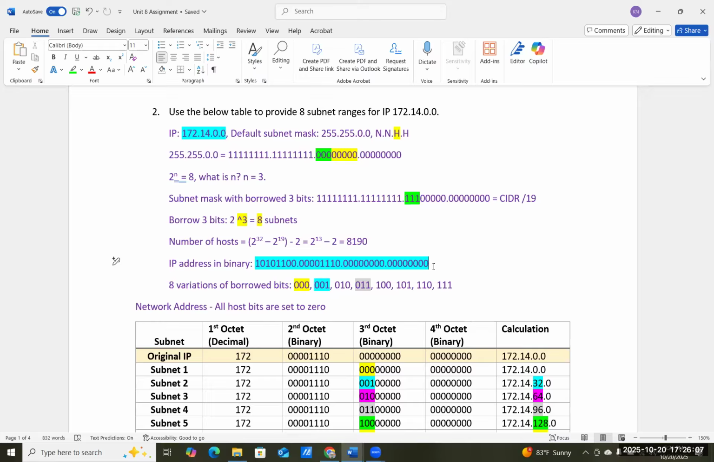Now, if we borrow like this, we choose this combination, that's going to give us 192, right? But if we choose the other combination, your subnet is different. Your subnet mask is different. So are you following here? You know that you borrow 3 bits, right? Just keep switching the 1 and the 0 in combination. You would have these variations.